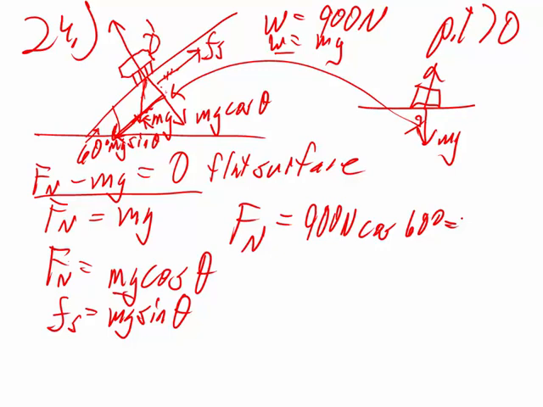All right, well, let's see. We get 900 times the cosine of 60. And we get 450 newtons. Okay, so we get 450 newtons. So that is the normal force.